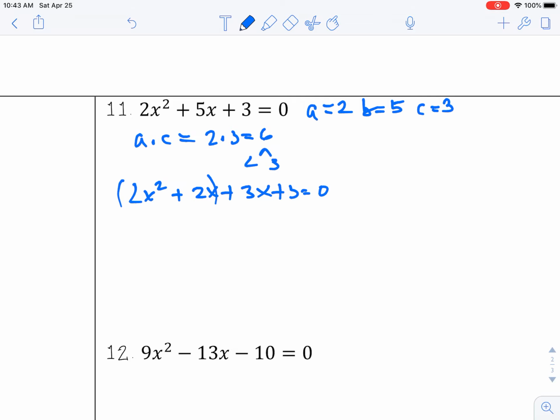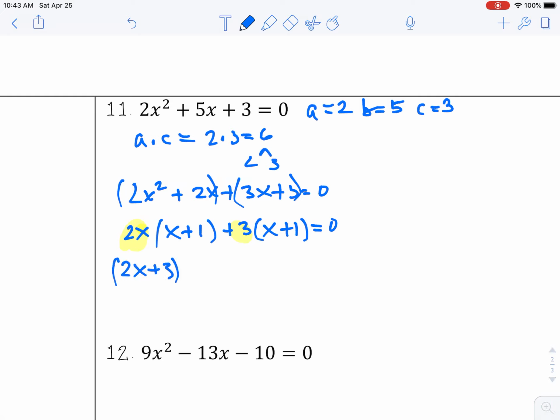Group the first two, group the second two, and pull out a common factor. And then you group those two together and the common factor of x plus 1. And then you solve just like before, setting each equal to 0.